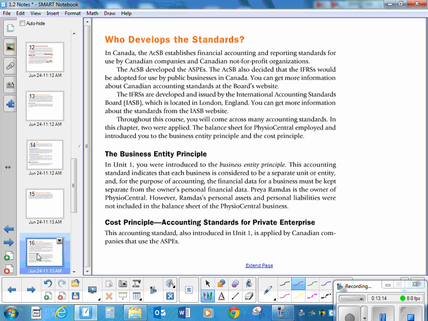Okay, and as we've talked about already, we also have the business entity principle, and a quick reminder is that basically anything that is your private finances stays separate from your company finances. And if they ever do need to criss-cross, then you just need to make sure that you're recording them. Cost principle, we kind of talked about that already too.